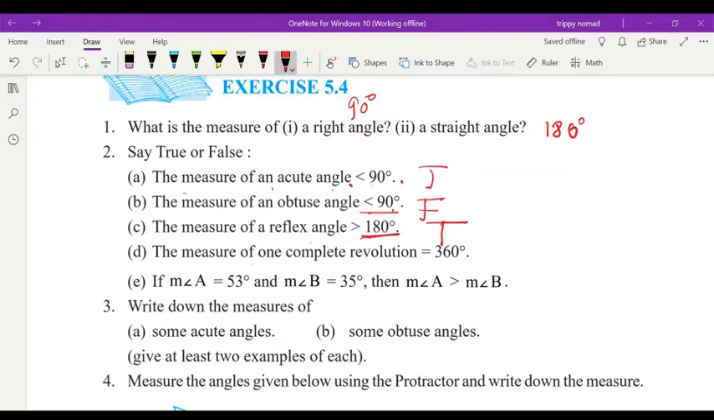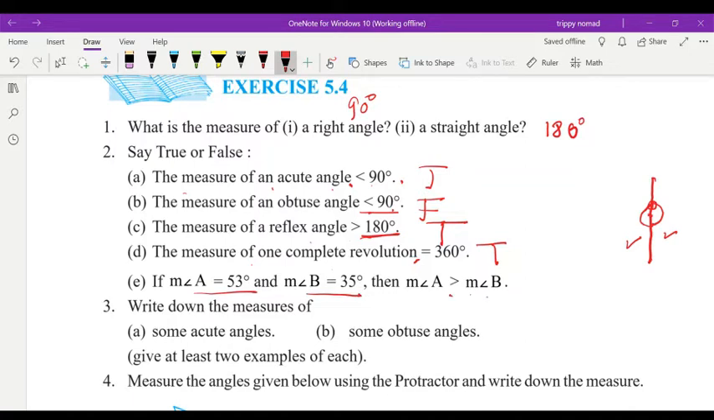The measure of one complete revolution is 360. Here this is one line, this is 180. Suppose one object or the hand of a clock starts moving from here, makes an angle and reaches up to that. So what is that? A 360 revolution. 180 this side, 180 this side. So what will be 360? So this is true.